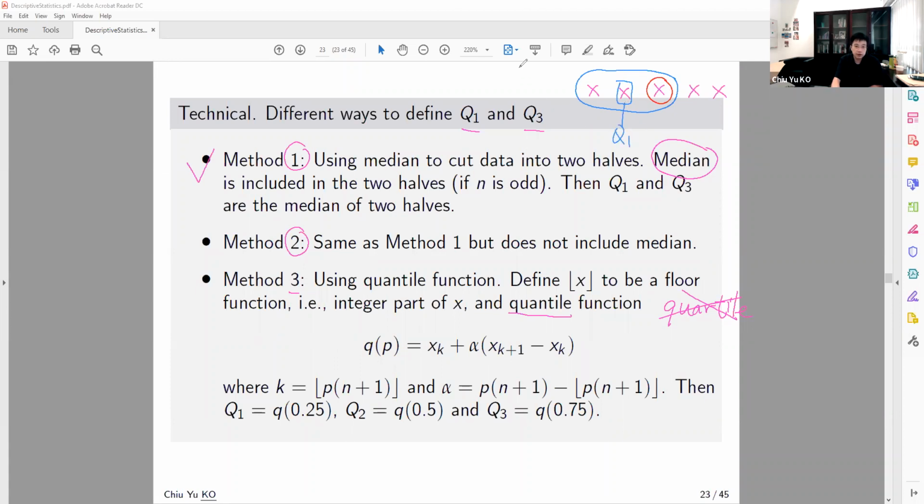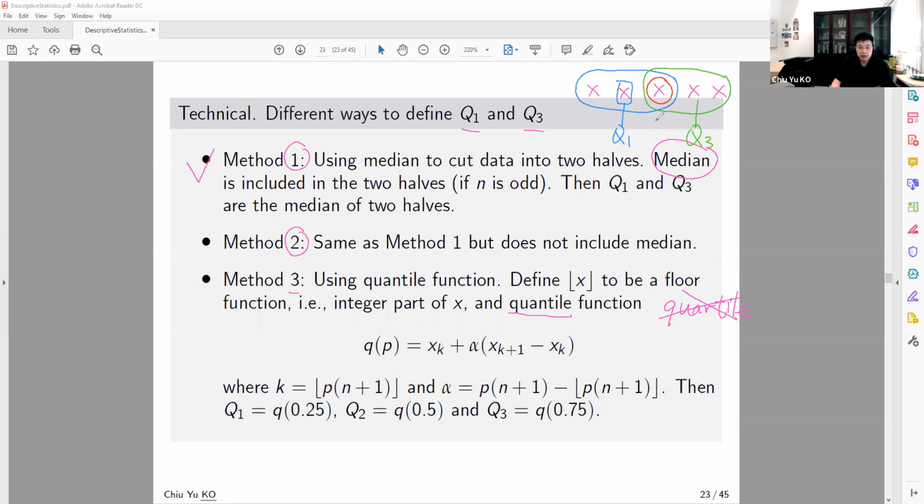And the second half will be this one, because you include the median itself, okay? And let's use the purple color. Sorry, still the green one, maybe better. So this will be Q3, okay? So that's the way you find Q1 and Q3 for the odd number of data.